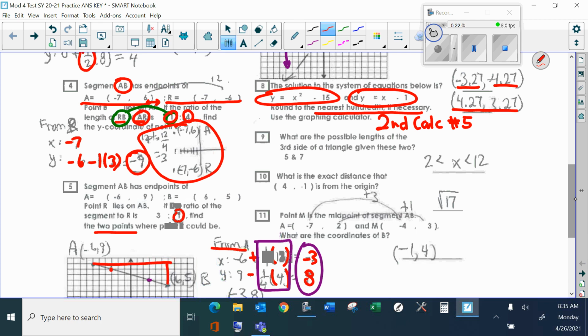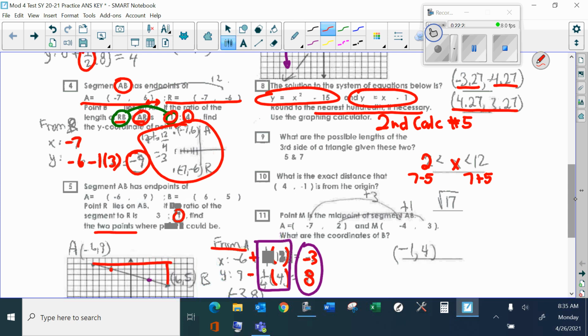Number 9, state the possible lengths of the third side of the triangle given these 2. This is the triangle inequality theorem. Remember, I subtract the 2. 7 minus 5 is 2. And I add the 2. 7 plus 5 is 12. So it has to be between 2 and 12.